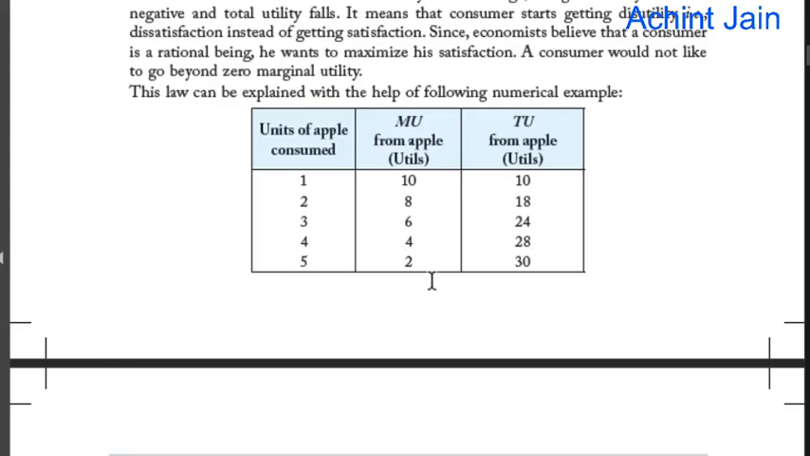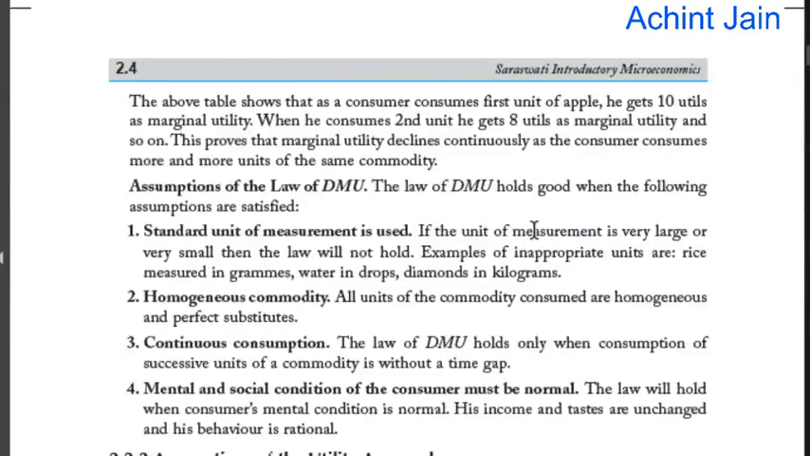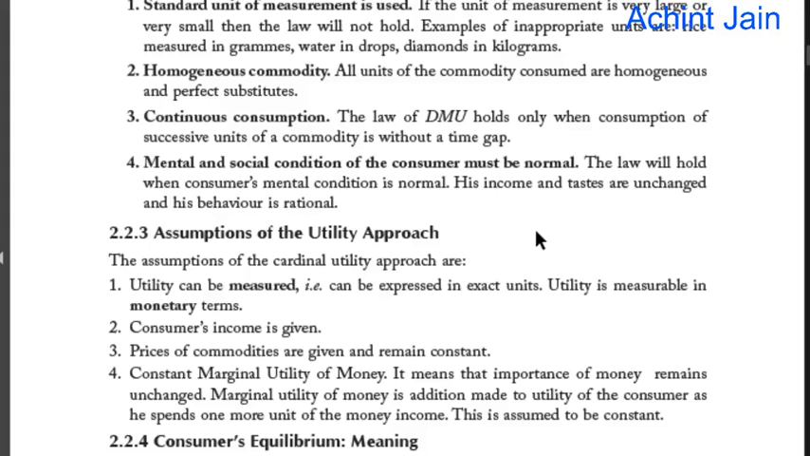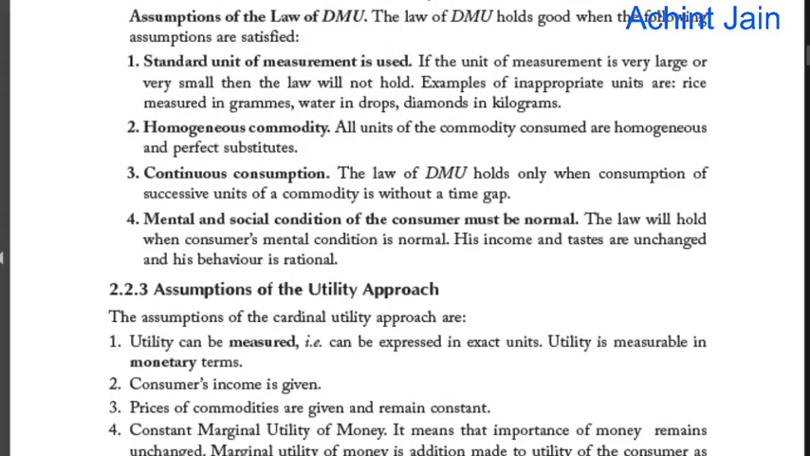And simply we can look at it the other way. TU first increases, see 10 to 18, a difference of 8, increasing at a diminishing rate, reaches its maximum point, and then eventually falls. Now we can go with the assumptions of the law of DMU. Then we have various assumptions.